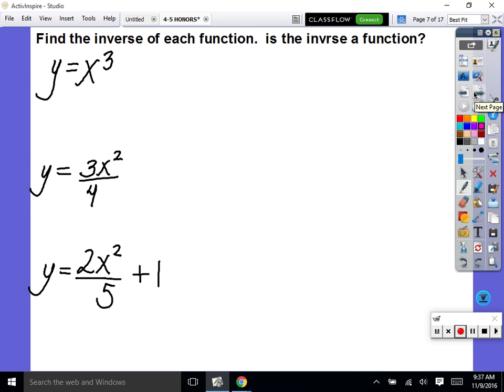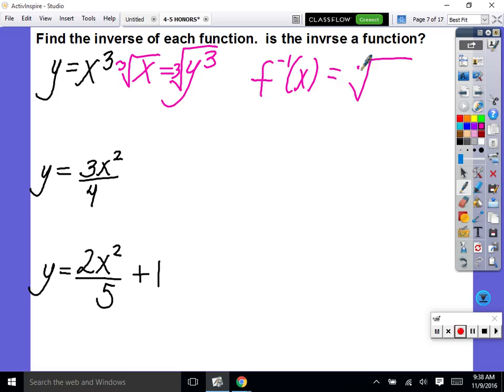Sweet. So just really quick up here, let's quickly go through this and I'll just let you practice. Let's find the inverse of this function algebraically, and then tell me is the inverse a function. So we would switch x and y. So x is equal to y cubed. Solving for y, what would we do? Cube root it. So our inverse, f inverse of x, is the cube root of x.